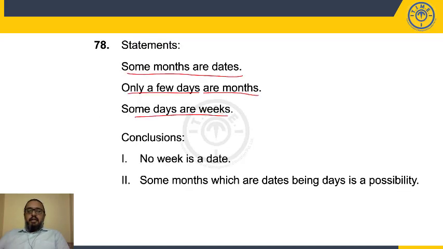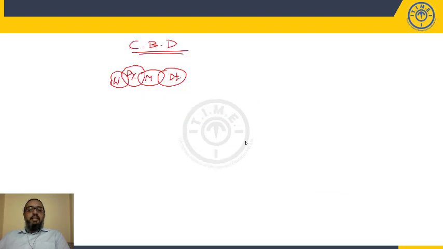Now conclusion: no week is a date and some months which are dates being days is a possibility. One is negative, one is possibility. So we'll have to look at them individually. So let's take the first one. No week is a date. So the first one is the negative conclusion. Yeah, week is a separate circle, date is a separate circle.